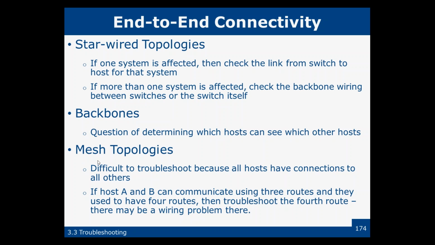Mesh topologies, they're difficult because if a mesh is working right, you may not know that something broke, because the mesh has everything connected to everything else, so that we can have the system stay up consistently over time. So they may or may not help out or be easy. They're difficult to troubleshoot because the hosts have connections to everything else. If host A and B could communicate using 3 routes and they used to have 4 routes, then troubleshoot the 4th route. There may be a wiring problem there.